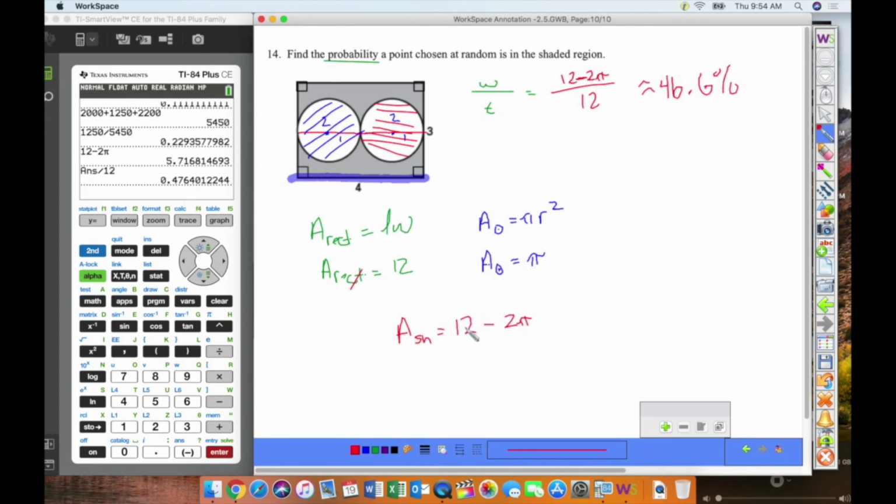So the area of the shade is 12 minus 2 pi, and we figured that out. We didn't round it because we don't want to round until we're done. Divided by 12. So cool.